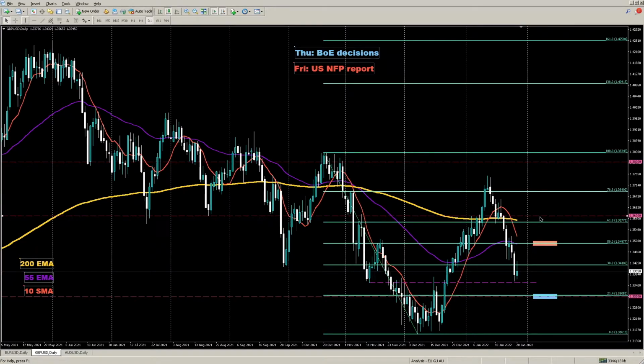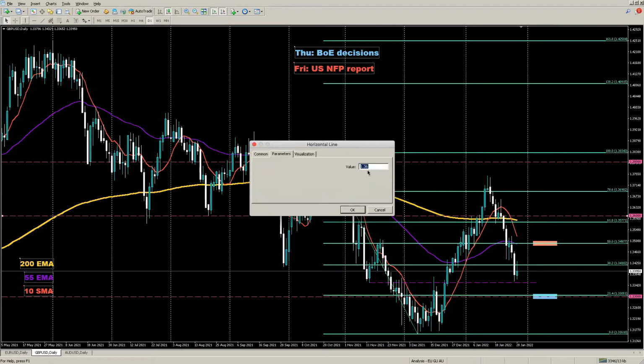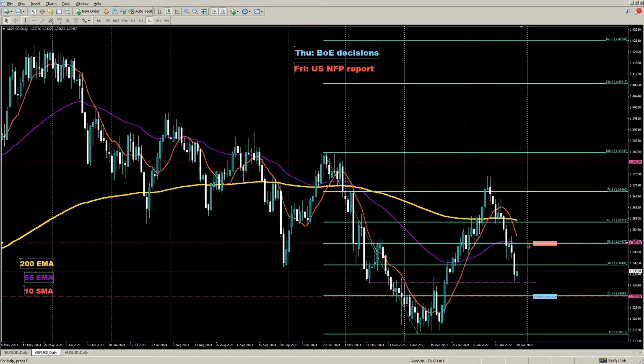So let's move this round figure here down to the 135, where it's sitting with the 55th and the daily 55 EMA. So that was a critical support, but has been broken. So now that's going to be the resistance area. So that's the range that we're looking at for next week, between the 133 and the 135.